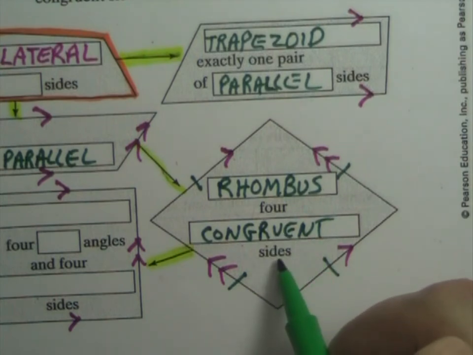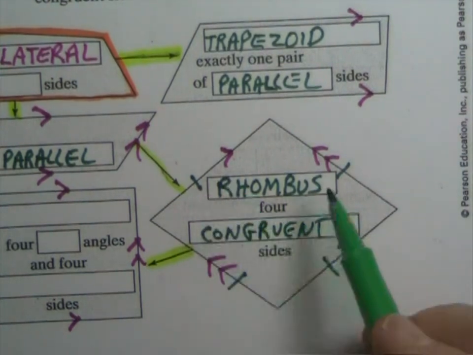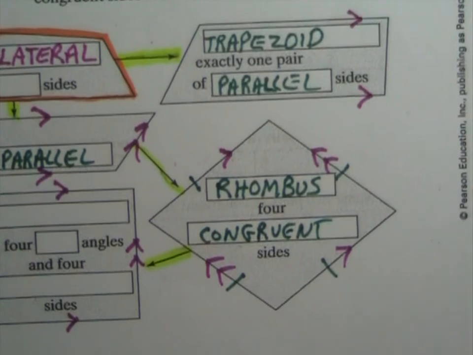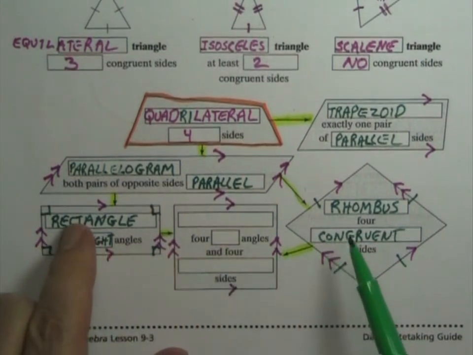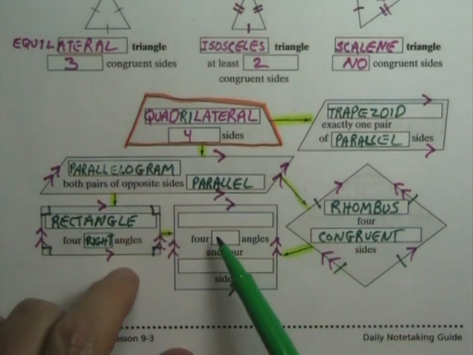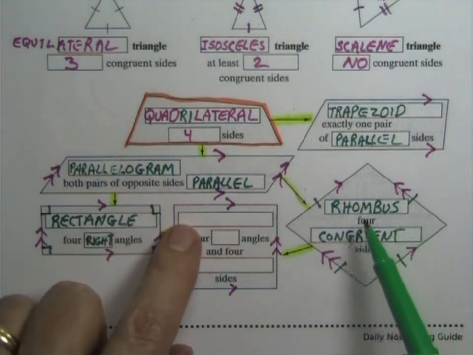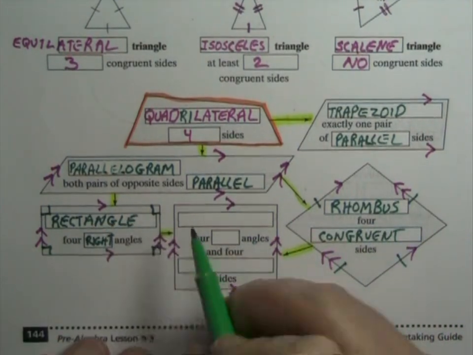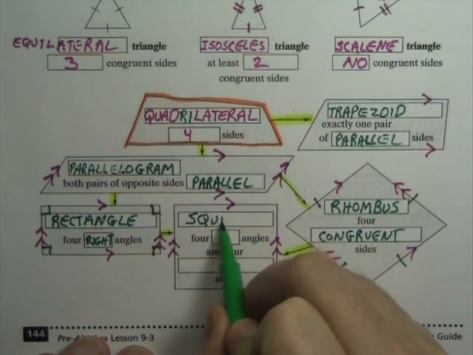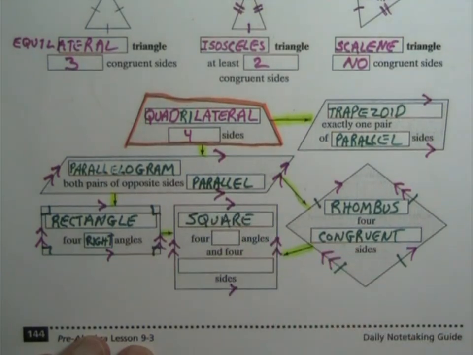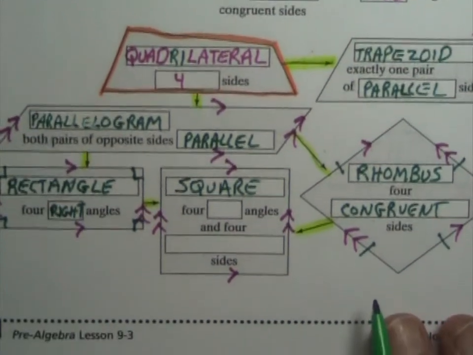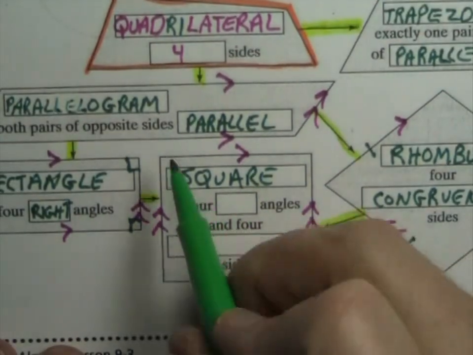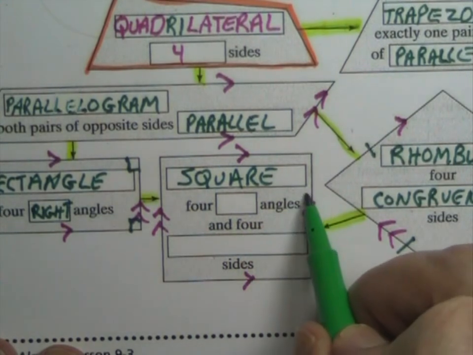4 congruent sides. All the sides are the same length. Now the center one here, it's another type of parallelogram, but it's both a rectangle and a rhombus. And that would be a square.